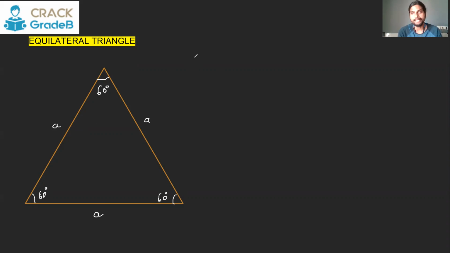Now, if you want to find the area of an equilateral triangle, you will have to find the height first. This is the height that you need to find.